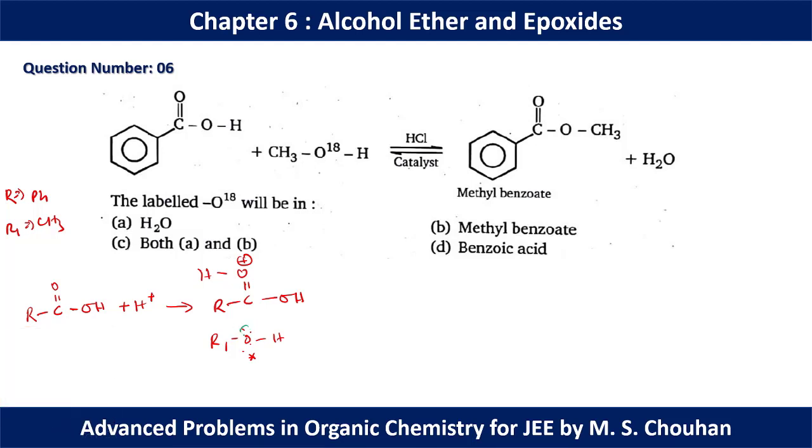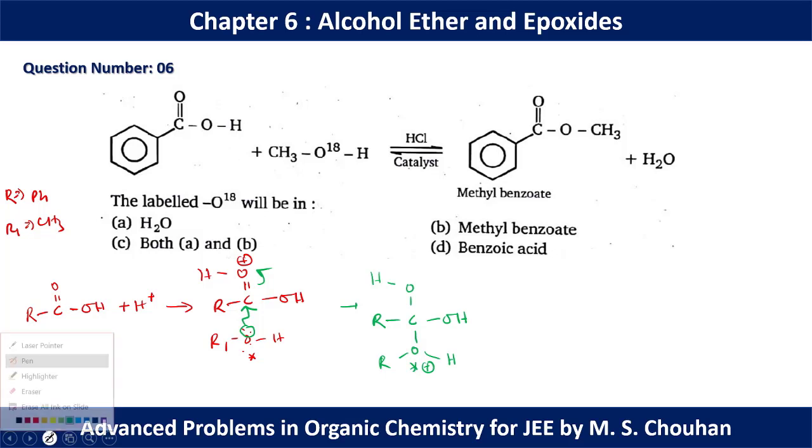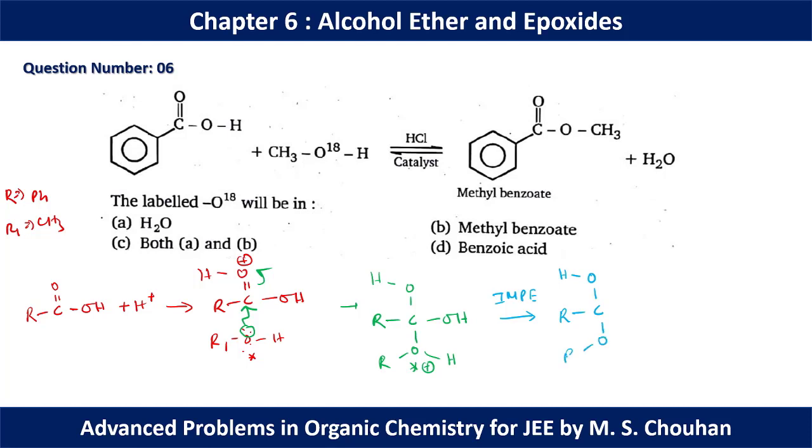Now, the lone pair over oxygen will approach this carbon and this C double bond O will be dissociated. So this will be the condition with positive charge. Again, we can have one IMPE, that is intramolecular proton exchange, RCOH, OR1, this will be R1 star, OH2 plus, as positive charge over oxygen is unstable because oxygen is electronegative in nature.